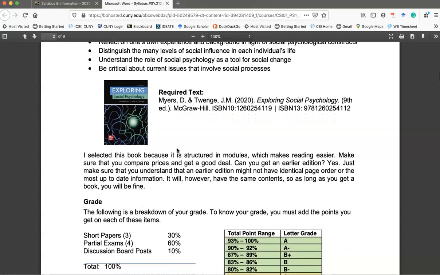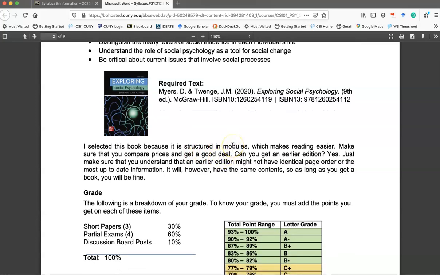All right. There's one reason I selected this textbook, and it is because it's structured in modules. I don't know about you, but whenever a professor made me in the past read those textbooks that have chapters that go on and on and on forever, like the Intro to Psych textbook and things like that, I really did not enjoy that. It just felt overwhelming and too much.